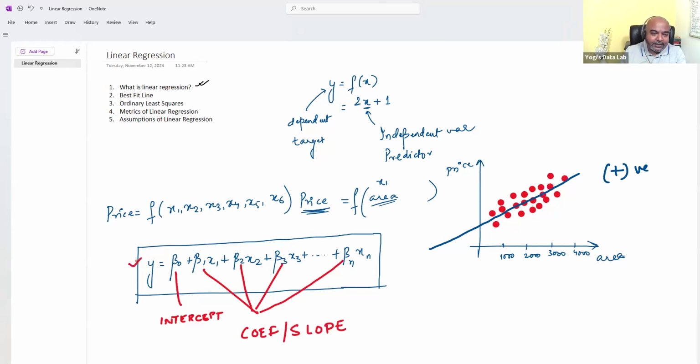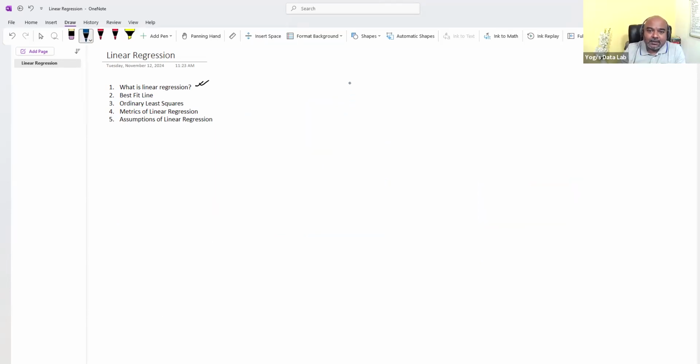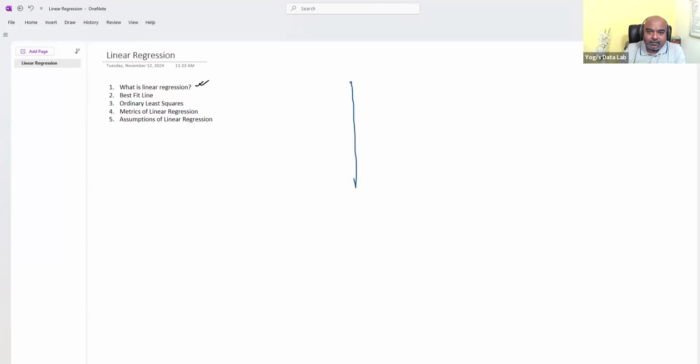So this equation is what we have to identify given on a historical data. Now, let's talk about best fit line. Let us say that these are my data points. This is my X and this is my Y. And I have my points here. These are the points which have been given.